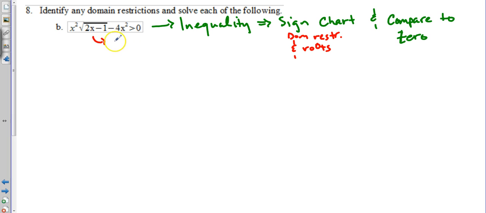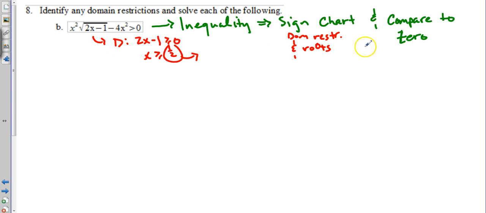So the first thing, we're going to look at this. I've got a square root there, so for my domain, I've got to make sure that what's under that square root is greater than or equal to 0 if I'm going to get a real answer. So 2x minus 1 is greater than or equal to 0. X has got to be greater than or equal to 1/2. That's my domain restriction. This has got to be included in my sign chart, 1/2.